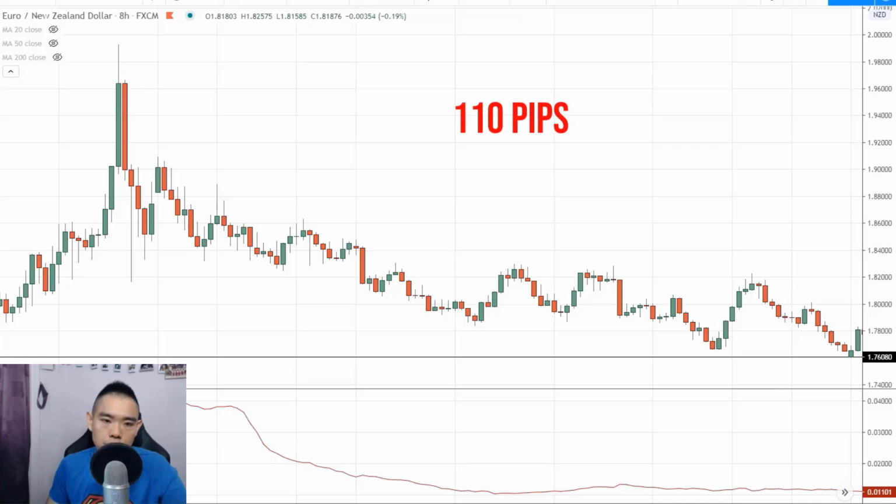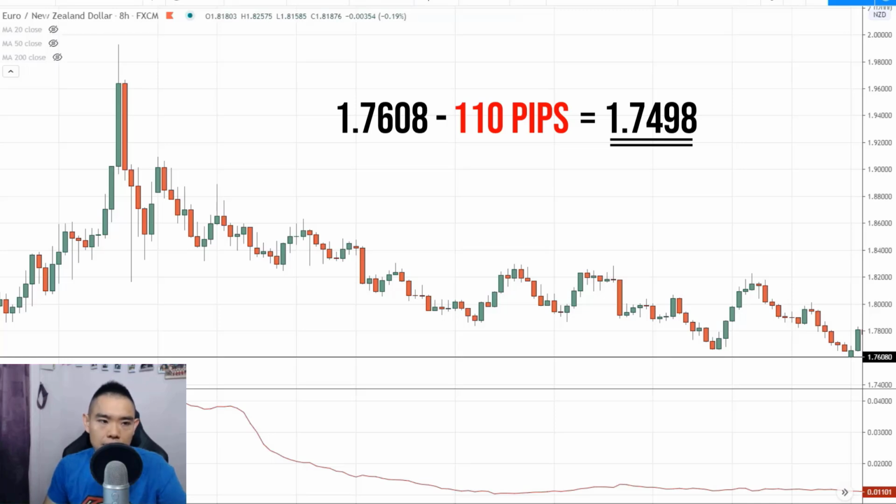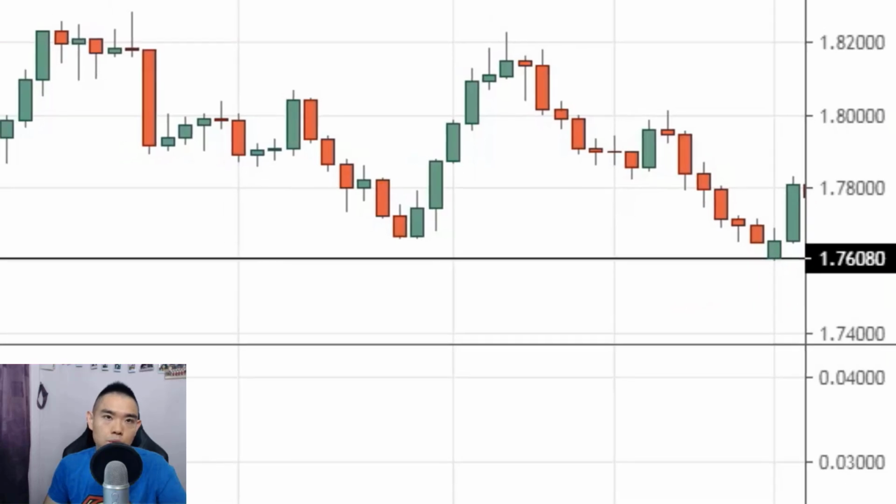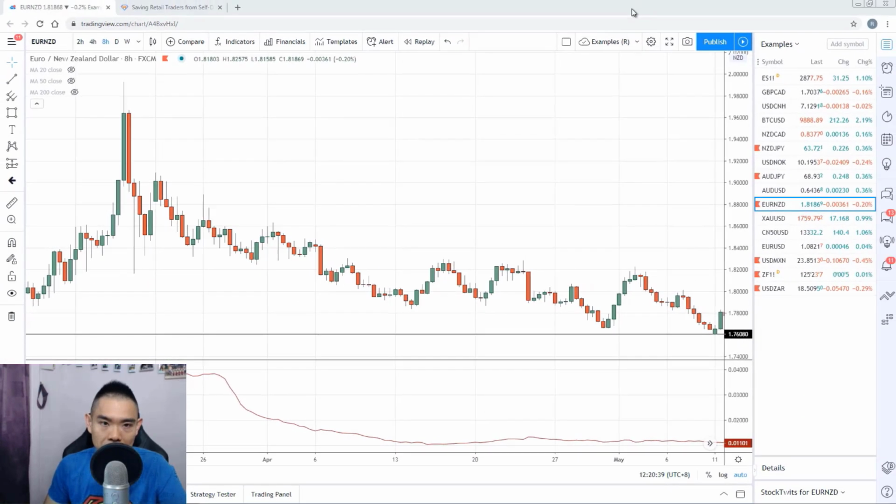So what you want to do is find out what the low is over here. As you can see, I've marked out the low of this candle. It's about 1.7608. So you just take 1.7608, minus off 110 pips, and that will give you about 1.7498. So your stop loss will be about 1.7498. Does it make sense? So it's just about somewhere here. From this point to this point over here, that is 1 ATR below the low. So that's how you want to set your stop loss to avoid getting stop hunted.